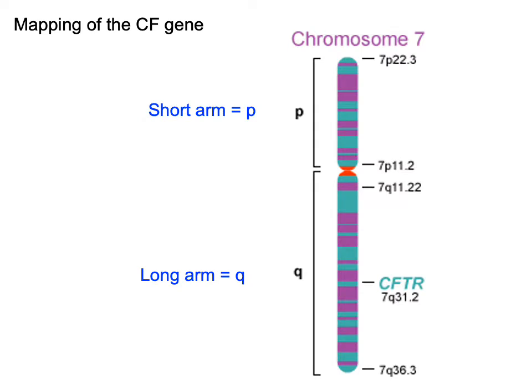This is just a picture of chromosome 7, just to remind you that the short arm is the P and long arm is Q. So when we read in the Watkins paper about those Q positions, that's the long arm, and you can see where cystic fibrosis is located, kind of in the middle of that long arm.